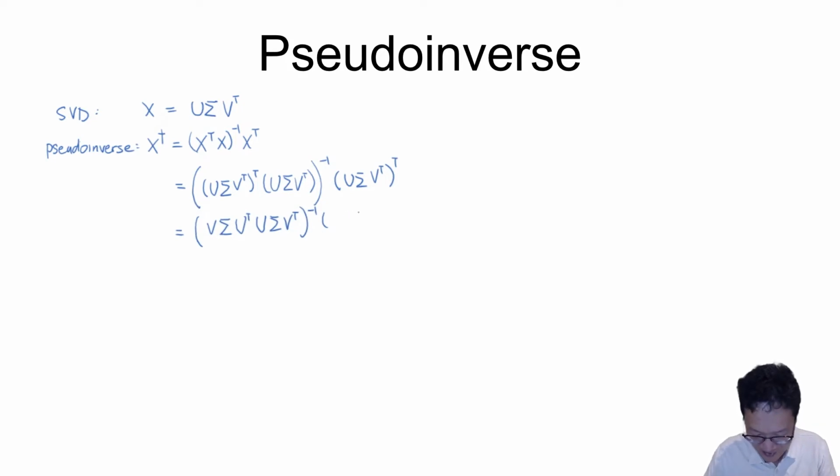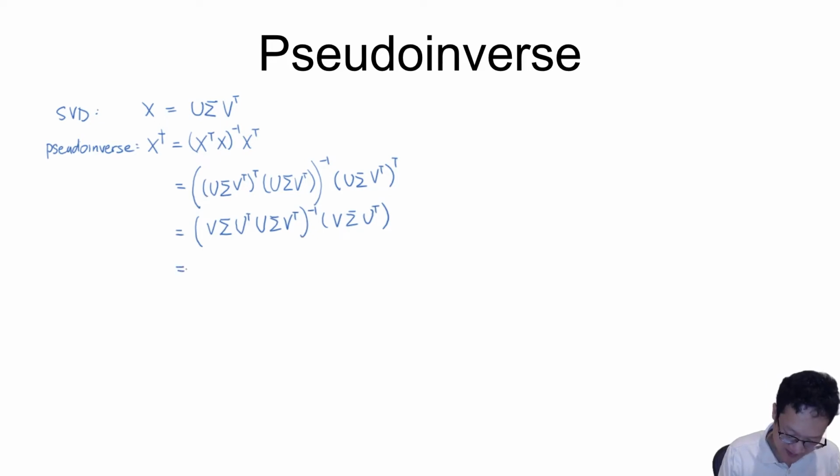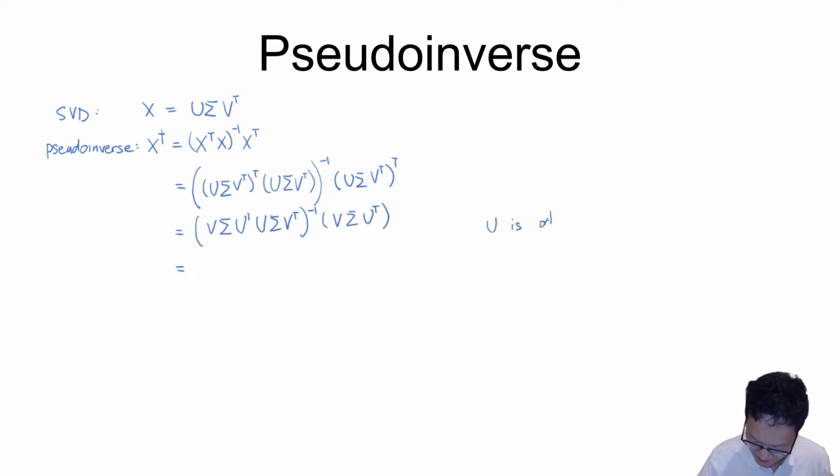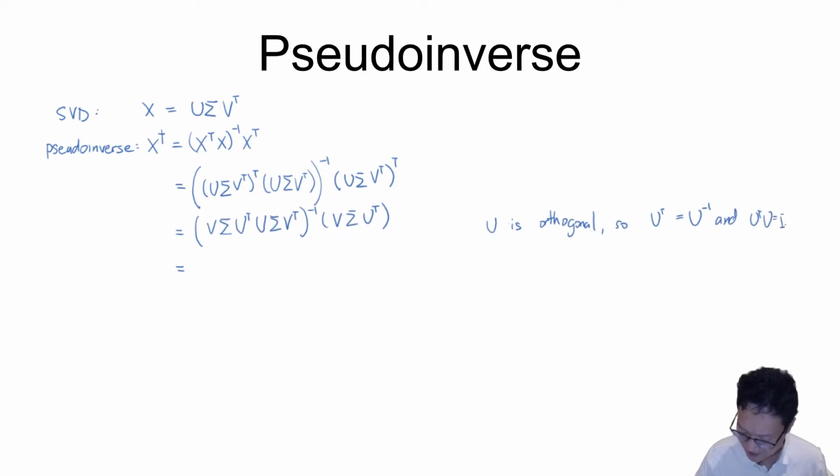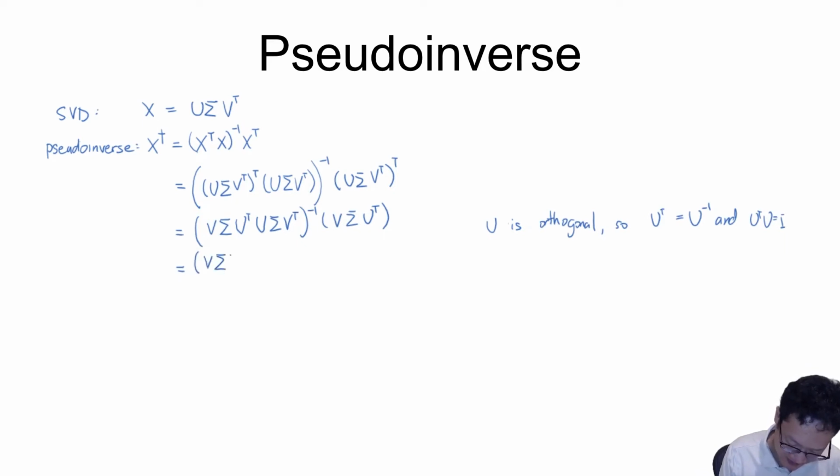Okay, so we may as well do the transpose, right? Move that in. V sigma and U transpose. Okay, so now something nice happens. Because U is an orthogonal matrix, U transpose is actually the inverse of U. So U is orthogonal, so U transpose equals U inverse, and U transpose U equals identity. So then we can simplify things a little bit. For the identity in here, we don't have to write it down. Identity doesn't really change anything.